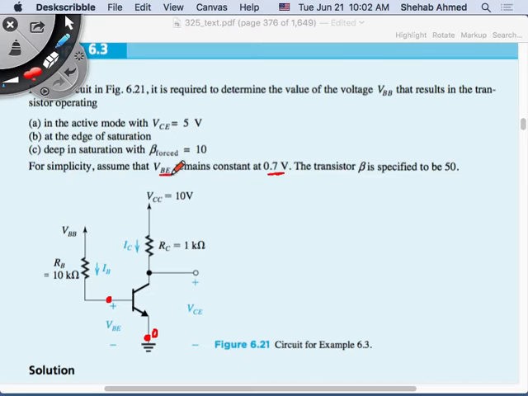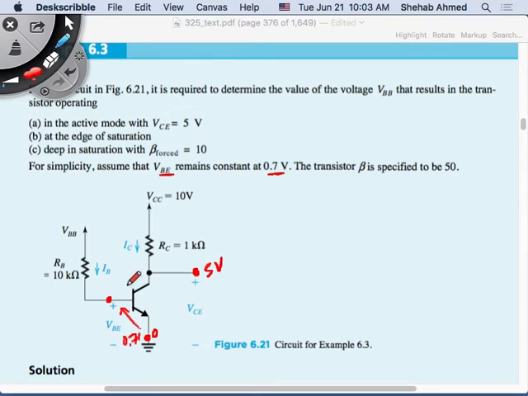Here they give you 0.7. They said VBE is 0.7 in active mode, right? So this is 0.7 volts. They gave us that in active mode. The VCE is 5, so this is 5 volts here.